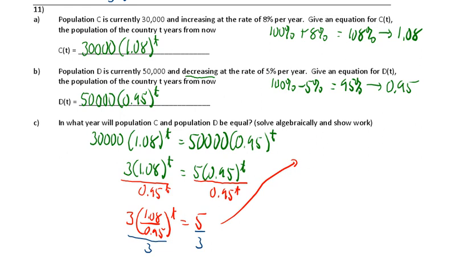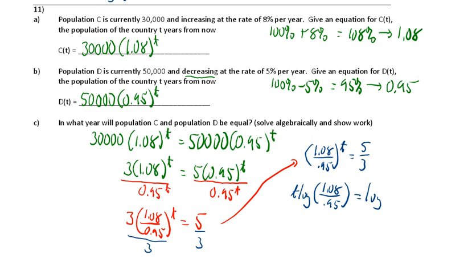Whatever 1.08 divided by 0.95 is to the t power equals 5/3. And you don't want to turn this into a decimal, because you're going to end up rounding off early and then taking the log of a rounded off number. So now we'll take the log of both sides. T times the log of this first fraction equals the log of this second fraction.